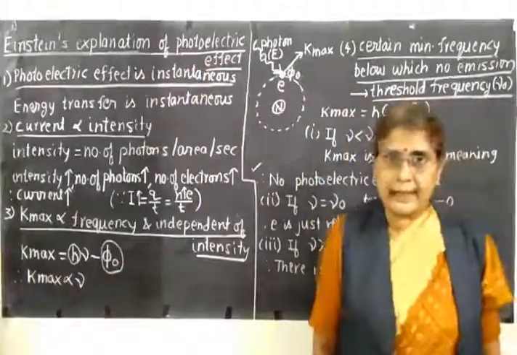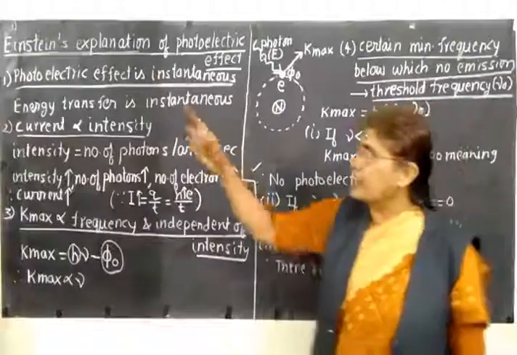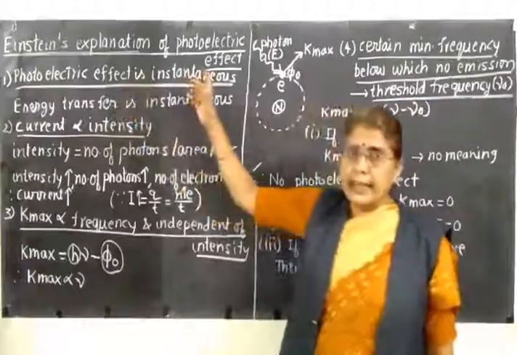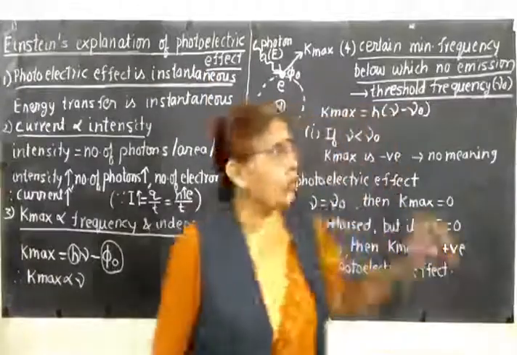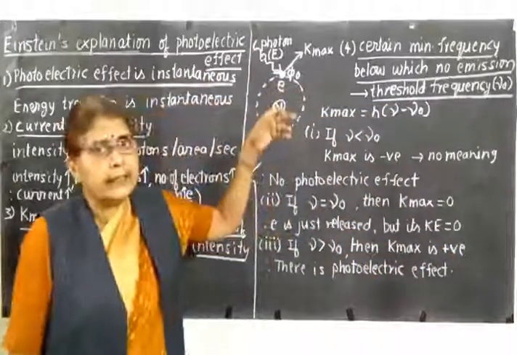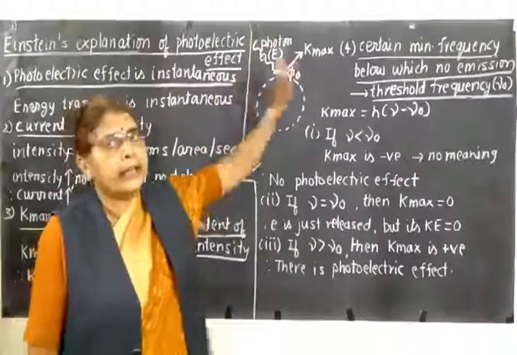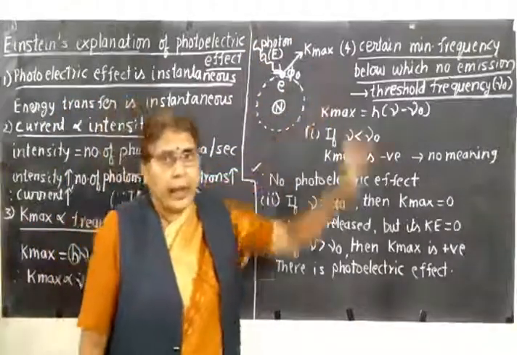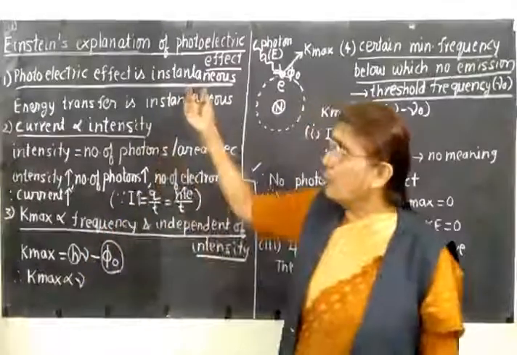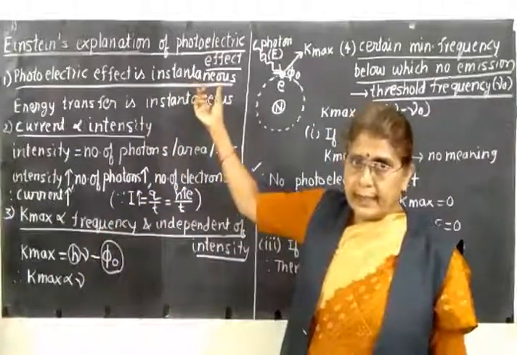So let us summarize it once again. First observation, photoelectric effect is instantaneous. When a photon collides with an electron, there is an immediate transfer of energy from the photon to the electron, and the electron is emitted out. And therefore we say that the photoelectric effect is instantaneous.